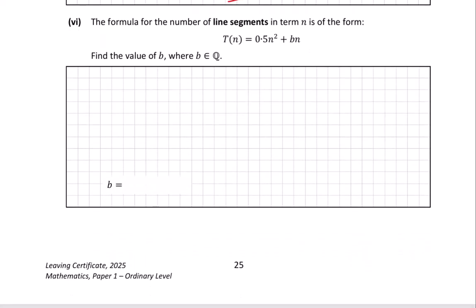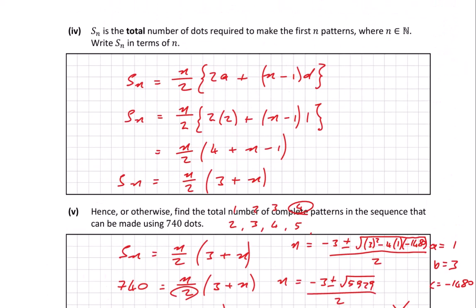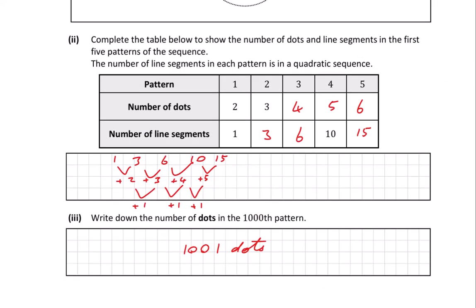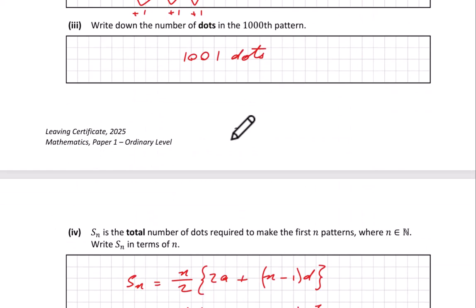The formula for the number of line segments in term n is Tn is equal to 0.5n squared plus bn. Find the value of b, where b is a rational number. So we know that in term number 1, the number of line segments is 1. So if we come back up here, we can see in pattern number 1, there's 1 line segment. So I'm going to use this: n is equal to 1, number of line segments equal to 1.